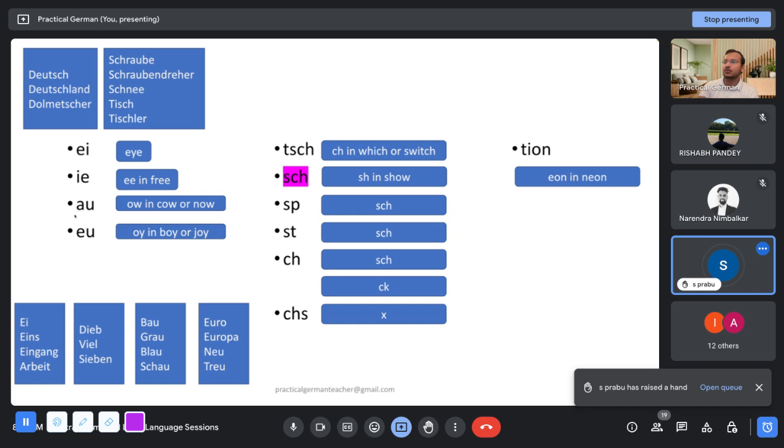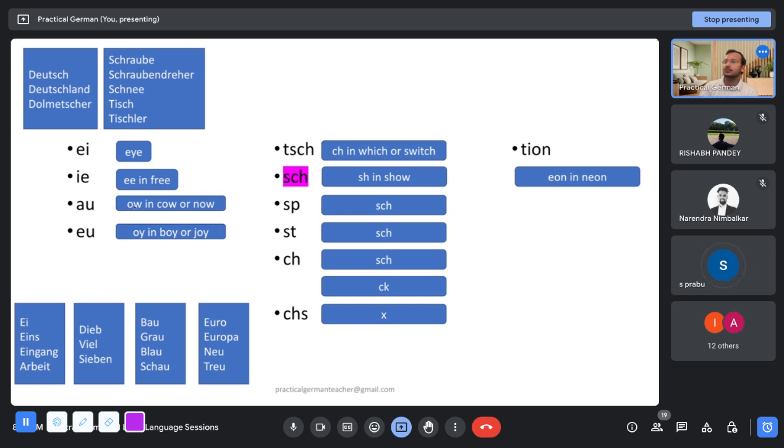And then you have AU. AU, where do you have AU? Here. AU. Okay, so please read one more time. Schraube. Yeah, so you can say Schraube or Schrauber depending on where you live. Okay. Schraube. And Schraubendreher. Yeah. And Schnee. Yeah. Schnee. And Tisch. Yeah. And Tischler. Yeah. Meanings, please.